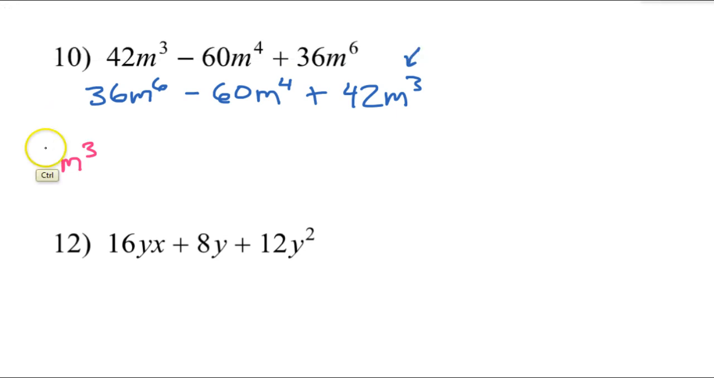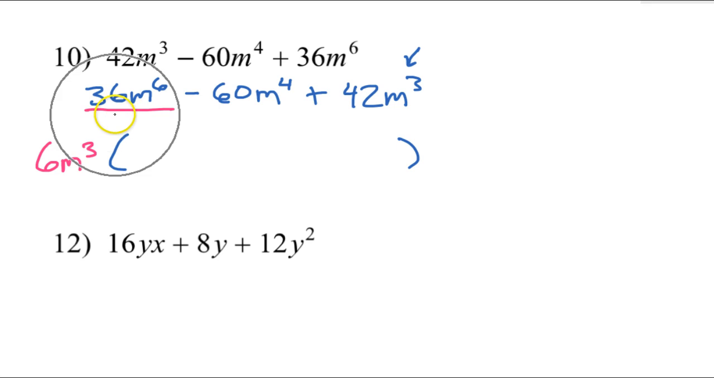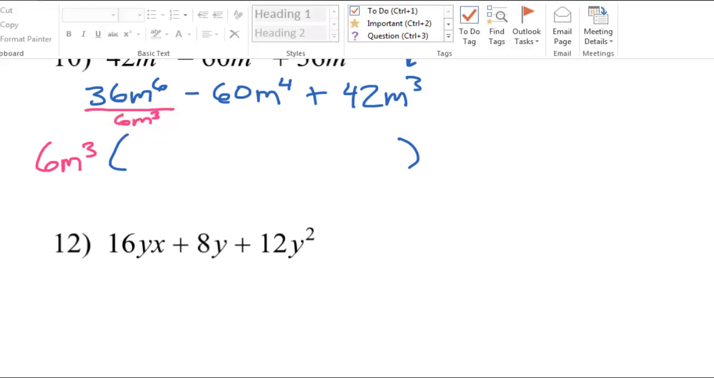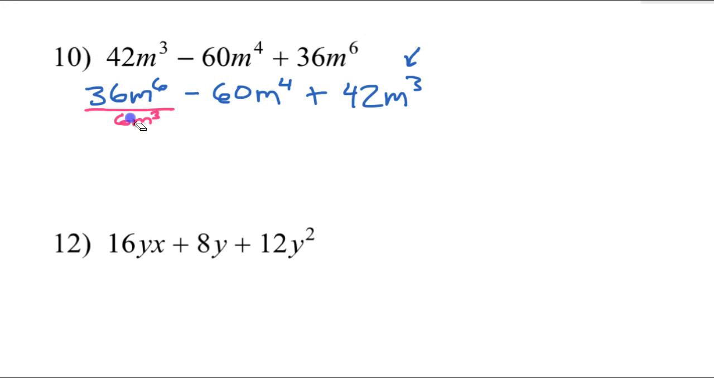And if I'm wrong, if 6 is not the greatest common factor, then whatever is inside of the parentheses, the numbers will still be divisible by something. And then I can finally show you what to do about that. But for now, let's try 6m to the 3rd power. So I'm going to divide everything by 6m to the 3rd power. You know what? I feel like I need to leave myself more space.